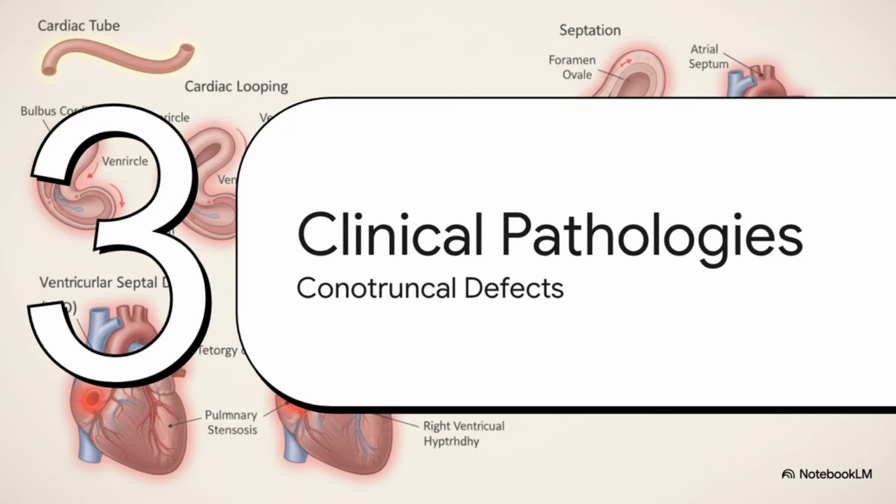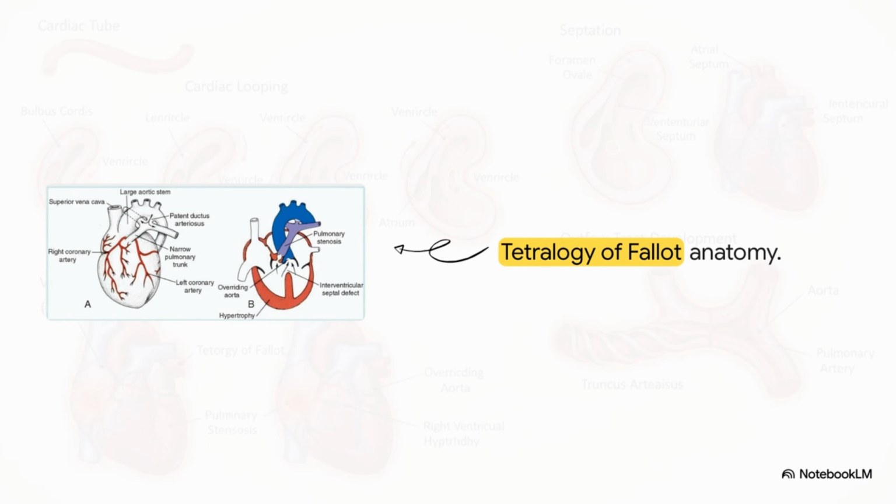Let's move on to Section 4, clinical pathologies. We'll break down the conotruncal defects. First up is the classic tetralogy of Fallot. Now, embryologically, this is caused by an unequal division of the conus truncus, which is a direct result of the anterior displacement of the conotruncal septum. Because that septum shifts anteriorly, it creates four strict anatomical components: pulmonary stenosis, an overriding aorta that sits directly above the septal defect, an interventricular septal defect, and finally, secondary hypertrophy of the right ventricle as it struggles to pump against that stenotic pulmonary valve.